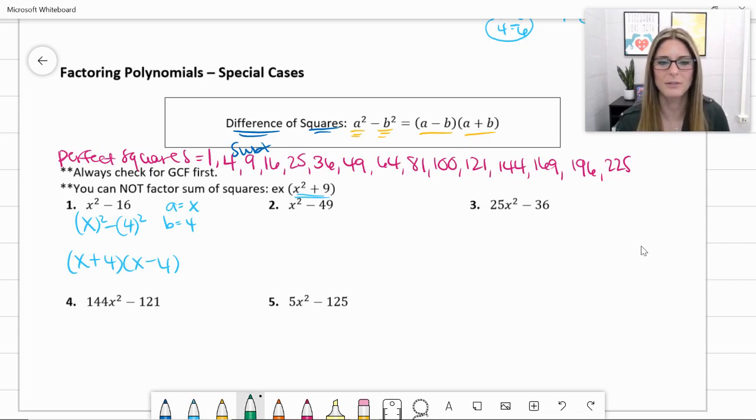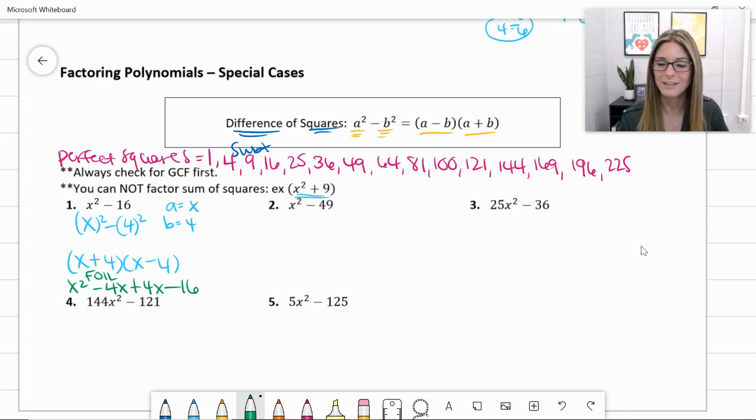And let me prove it to you. Some of y'all are like, Ms. Brian, that's not the factored form. Let's FOIL it. So first, I'm going to do first, outer, inner, last. My first, x times x is x squared. My outer is going to give me negative 4x. My inner is giving me positive 4x. And last, 4 times negative 4 is negative 16.